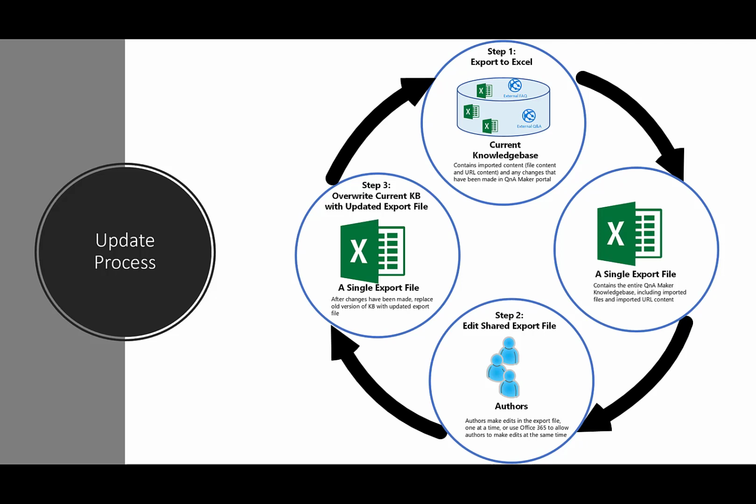So you begin the update process by exporting the knowledge base. So whatever sources you've imported up to that point, whatever changes you've made, all of that gets exported to a single export file. You'll then take that export file and you'll share it with authors, one or more, and allow them then to edit that export file. And again, that export file will contain all the changes, the current state of your knowledge base. And so authors will edit this file either one at a time or using Excel for Office 365's co-authoring feature that allows multiple authors to work on the same file.